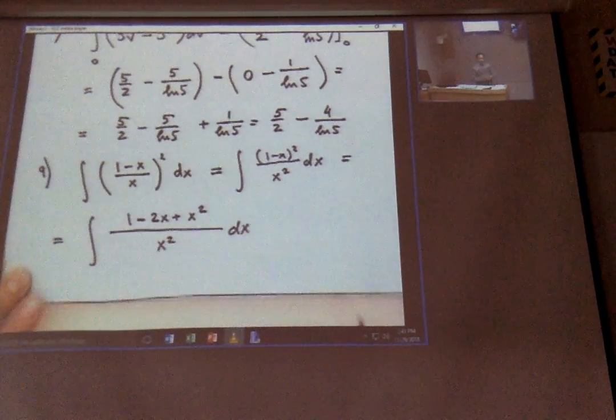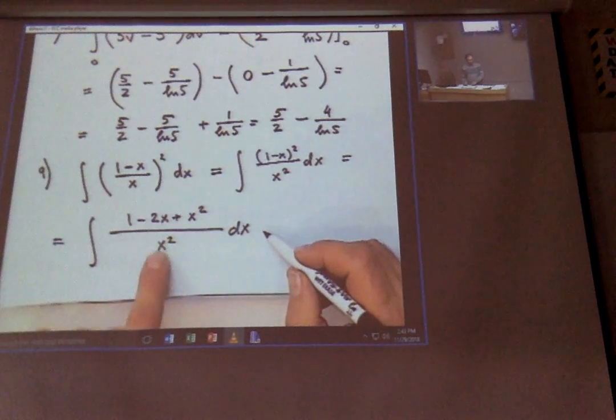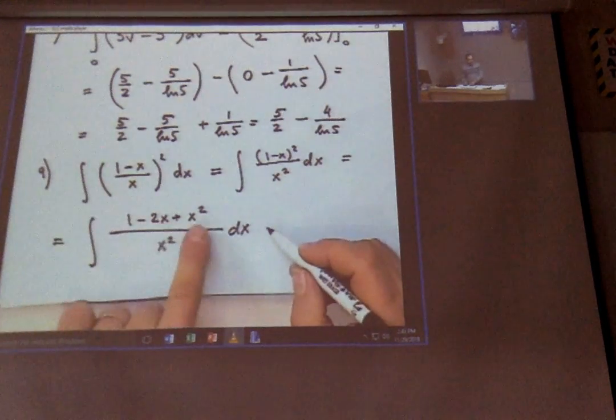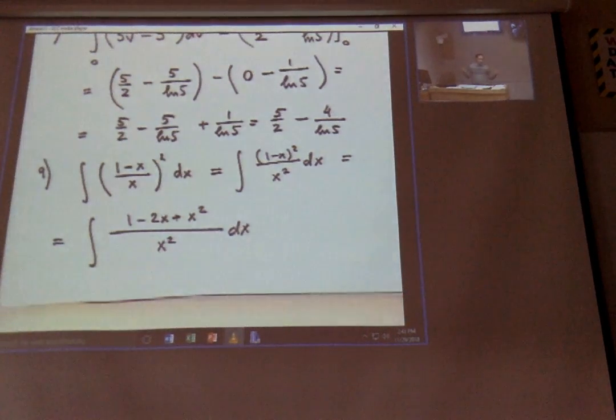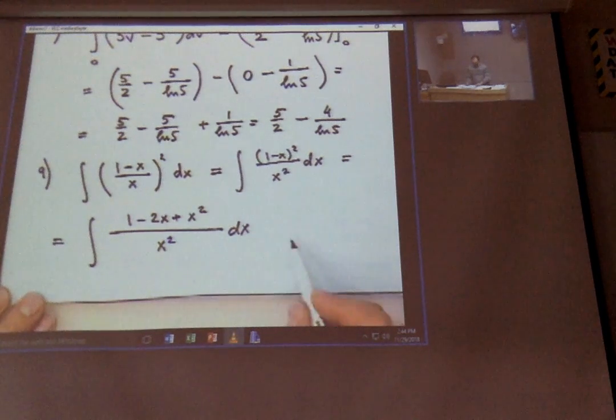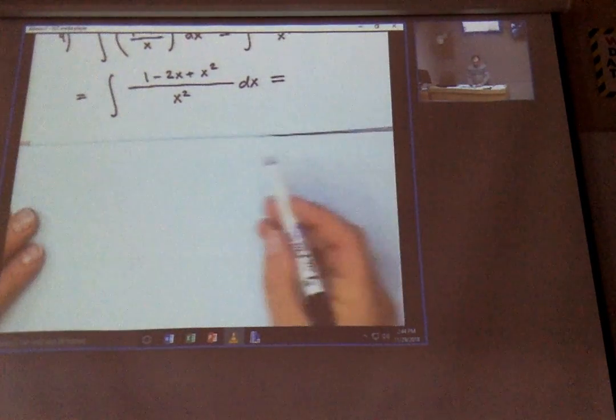All right, so we got to this point. What would you do next? Yeah, you can do that too. Or you can just divide each term on the top by x squared. You can also move x squared to the top, which will be x to the negative 2, but then you still have to distribute. So either way, it's a good method. It doesn't make any difference. It still works.